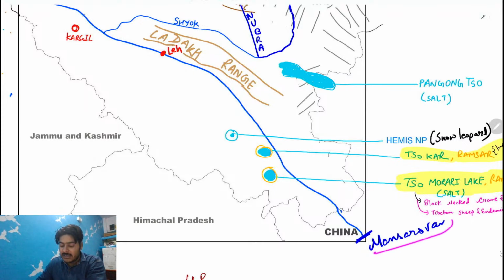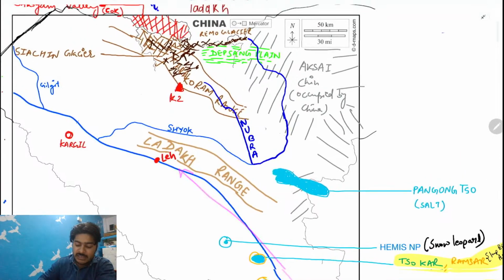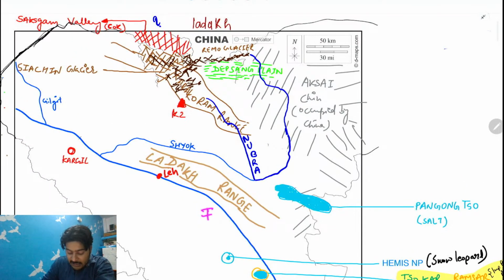So basically, it has its origin from the Mansarovar. So from here, it will move up, the Indus River. This is the Indus River, and then it will meet at point Leh. So Leh lies next to this Indus River, and you have this point Kargil where the Kargil war happened.